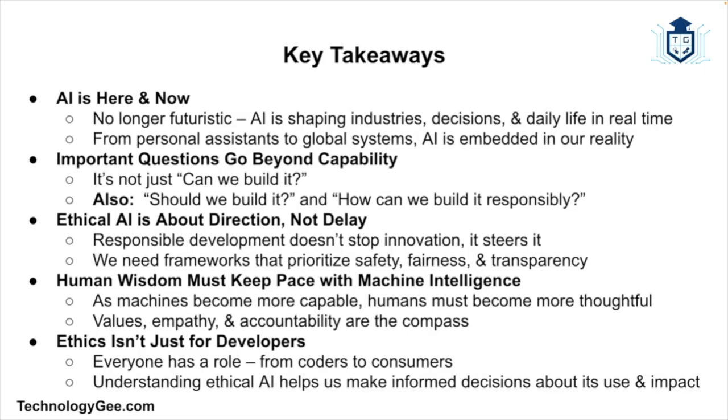So basically, we're standing at a crossroads. AI is no longer something futuristic or far away. It's here and it's shaping our world in real time. Now, the question isn't just, can we build it? It should also be, should we build it? And how can we build it responsibly?